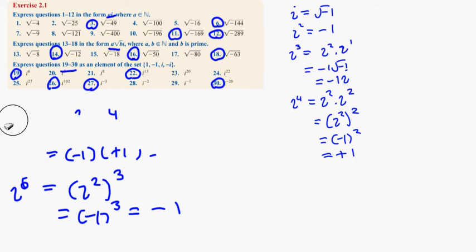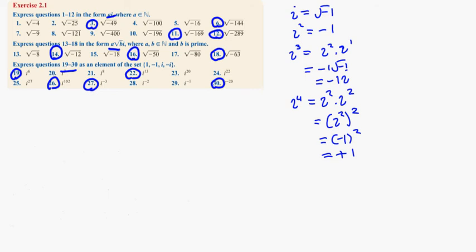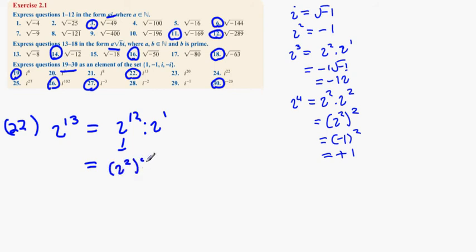Okay, next one I'm going to do is question 22, which is i^13. And i^13 is basically, I need to make a number out of this. So what I'm going to do here is I'm going to do i^12 and i^1. Then I'm going to work on i^12. i^12 is the same thing as (i^2)^6, because 2 multiplied by 6 is 12, times i. Now what I need to do is (minus 1)^6 times i.